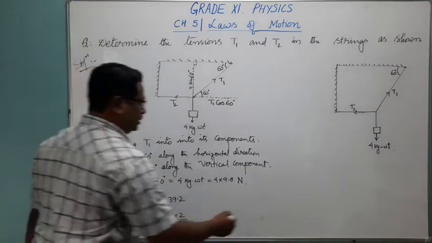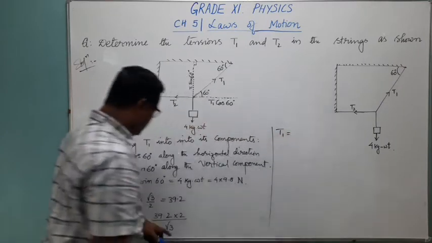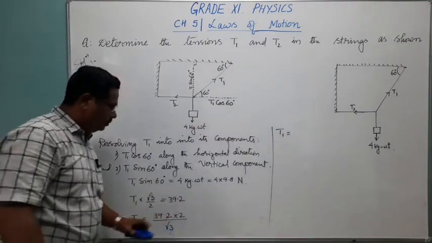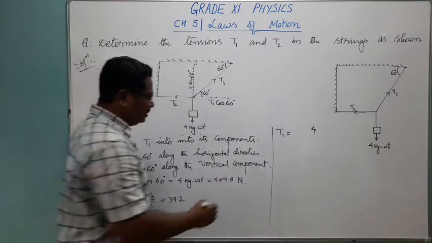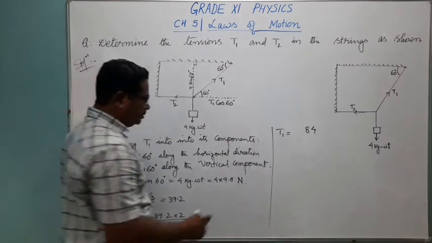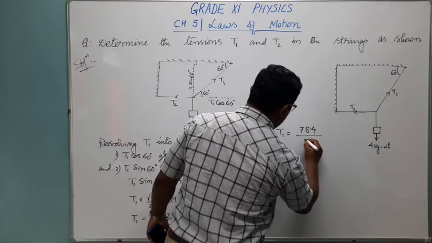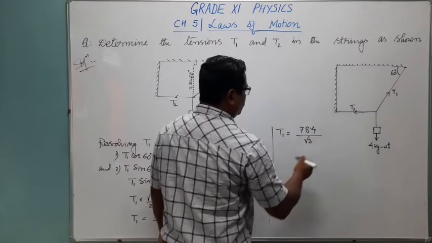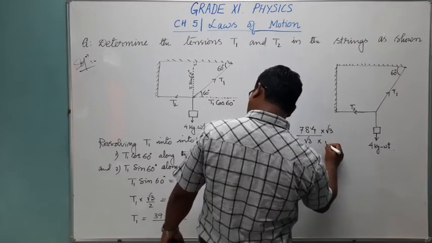So on calculation, T1 is equal to 2 4s are 8, 2 9s are 18, 8, 1 in hand, 2 3s are 6 plus 1 is 7, after decimal 1 digit. Then you have here root 3. Root 3 you can rationalize it. Root 3 into root 3.